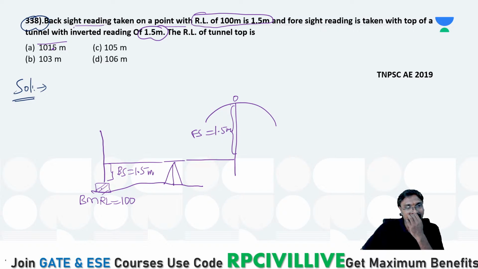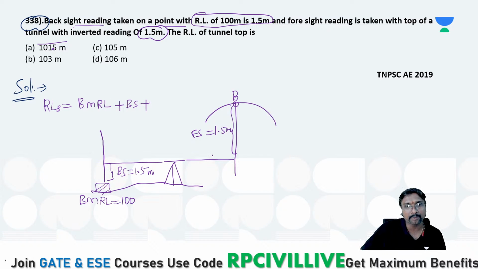Then what is that? This is your B point. Let us write, this is your B point. If you just observe it, let us take this point as your B point. Then what is the reduced level of this B point? If you just observe, the reduced level of this B is equal to the benchmark reduced level plus, yeah, benchmark reduced level plus which one? Plus this backside.